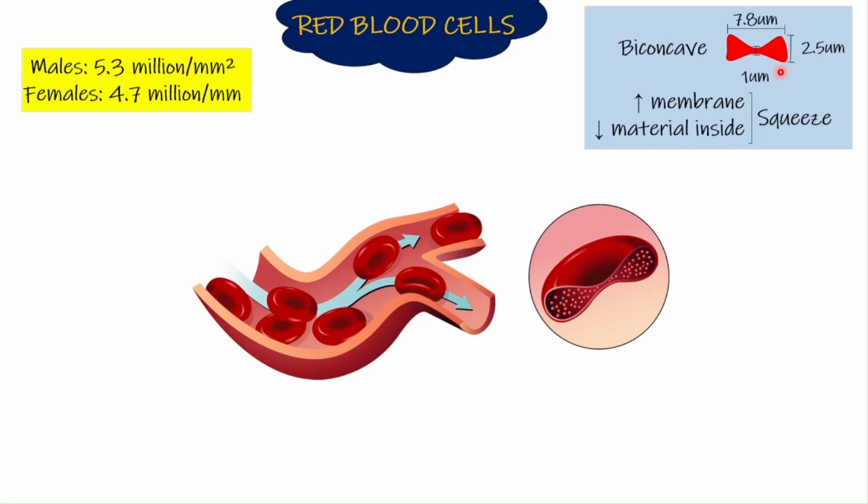But what will happen in the case of the spherical RBCs rather than the biconcave disc is that those RBCs will be unable to squeeze through the tight pores, and then the RBCs will be ruptured, as in the case of hereditary spherocytosis, which is a hereditary disorder of RBCs, where the RBCs are converted into a spherical shape because of the lesser amount of membrane outside the RBCs.